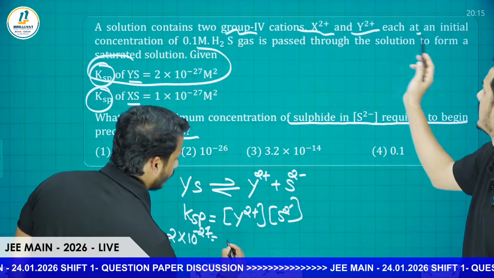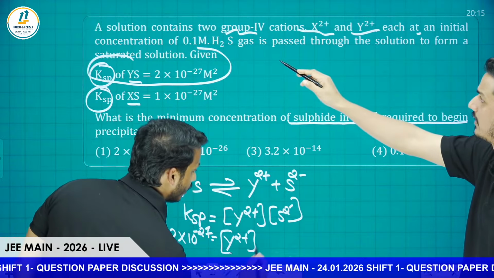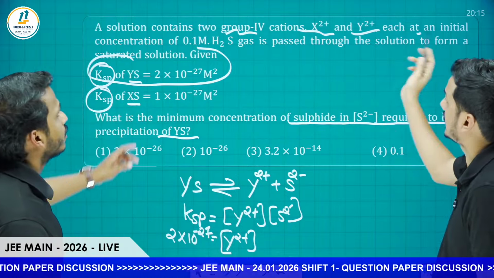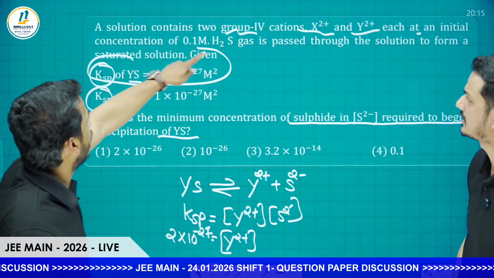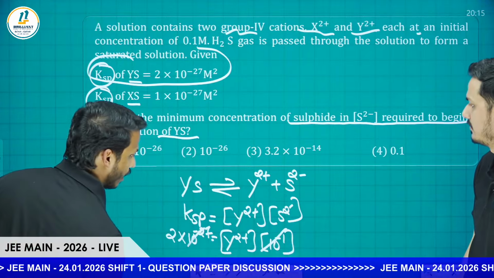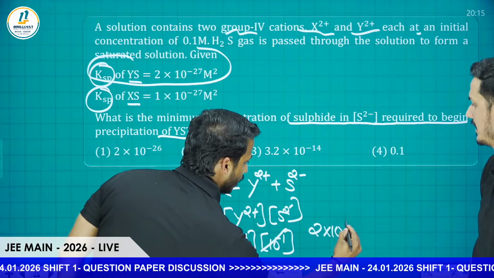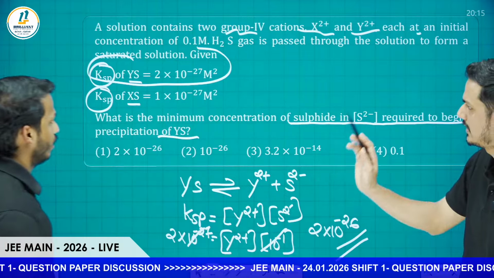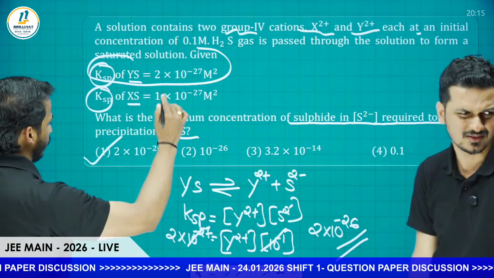Here we need to calculate this one. The concentration of Y2+ is given. Sorry, H2S is given. The sulfide concentration is given as 0.1, so directly we can do it. So we will get 2 into 10 raised to minus 26. That is 2 into 10 raised to minus 1. This is the first one, option 1.